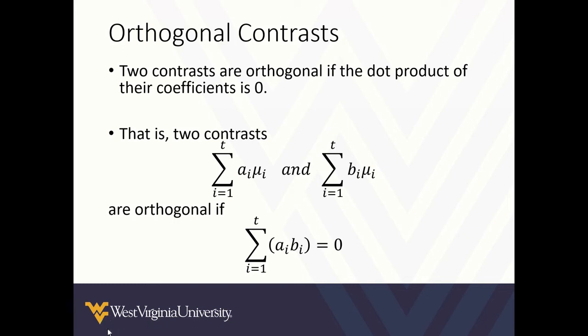So what are orthogonal contrasts? Well, first off, you need to establish that you have two contrasts. Two contrasts are orthogonal if the dot product of their coefficients is 0. To state a little more clearly, two contrasts, the summation of i equals 1 to t of a_i mu_i, and the summation of i equals 1 to t of b_i mu_i, are orthogonal if the summation of i equals 1 to t of a_i b_i equals 0.